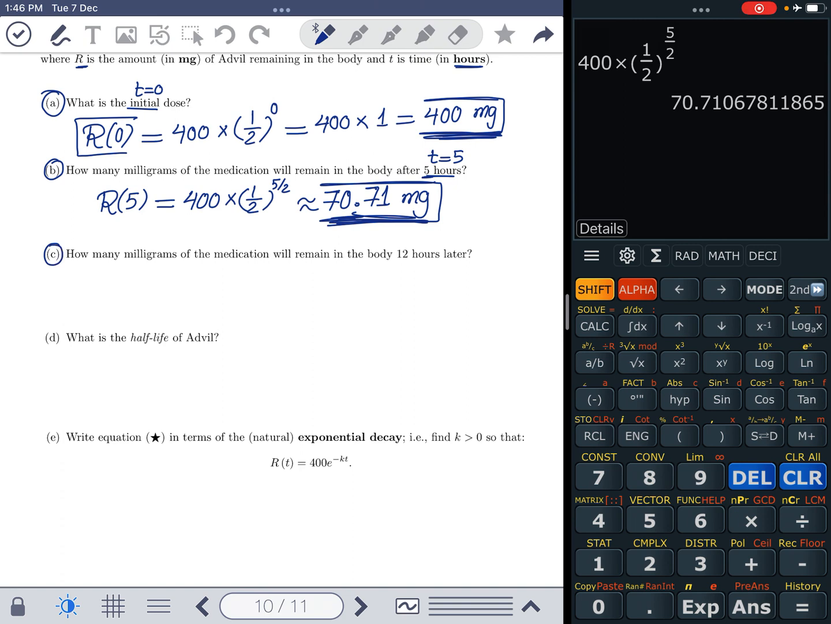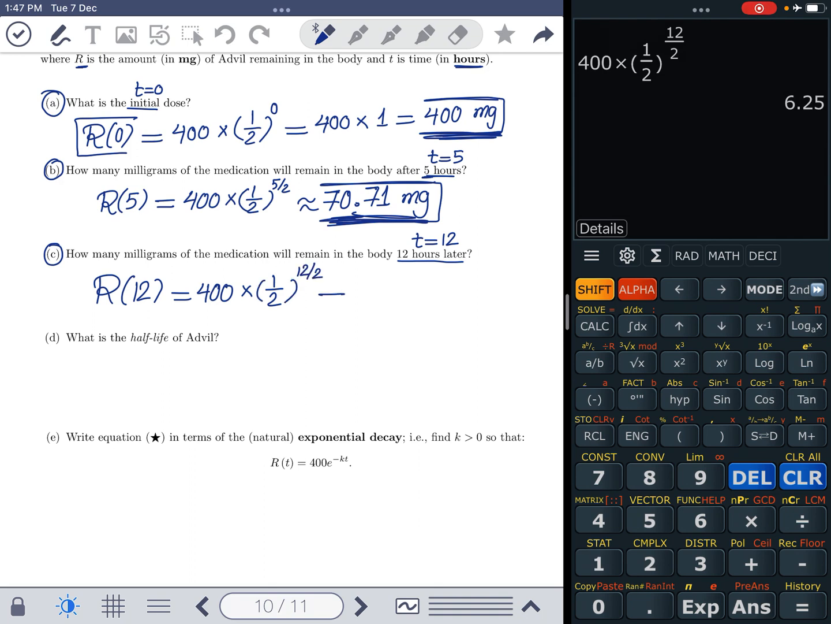How many milligrams of the medication will remain in the body 12 hours later? So now they're asking you to put T equal 12 and check. I'll just go here and put 12 and see. Yes, so you will say R of 12. We substitute 12 for T in the formula: half to the 12 over 2.